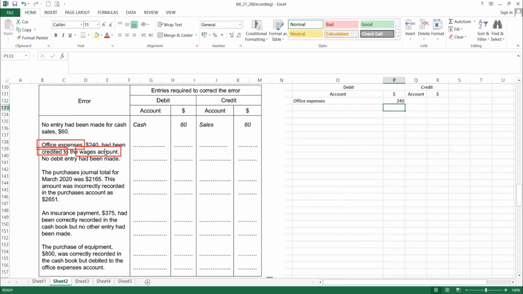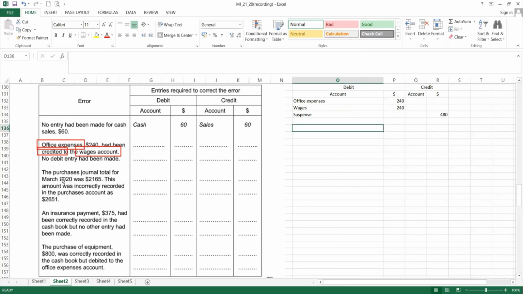But at the same time, we have to reverse the wrong account, which is the wages. So wages wrongly credited, that means we have to reverse it out. We put it into the debit side. Now both are debit. In this case, it is a one-sided error. So the suspense account comes in. Because suspense takes 2 amounts, these 2 can add up together, put in total 480.